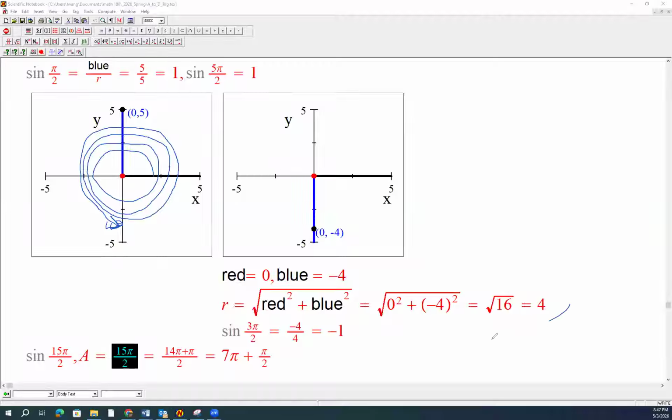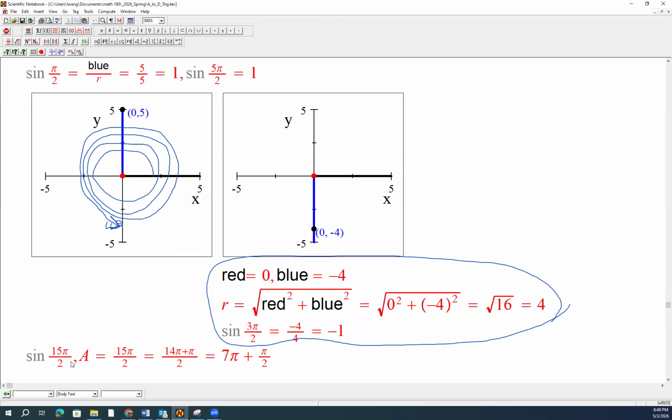So this process can be repeated all over again. And that tells us that sine of 15 pi over 2 is also going to be equal to negative 1. Okay, you can see by focusing on R and the coordinates, you get the values you need.